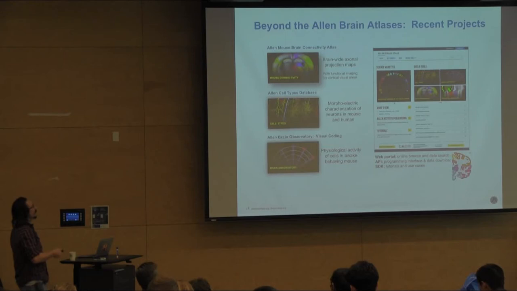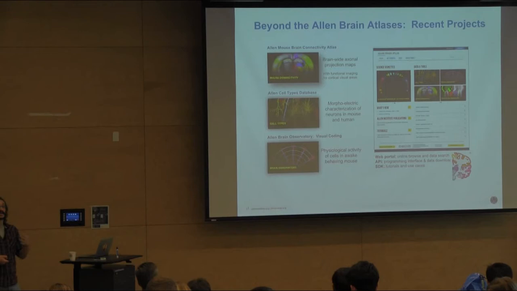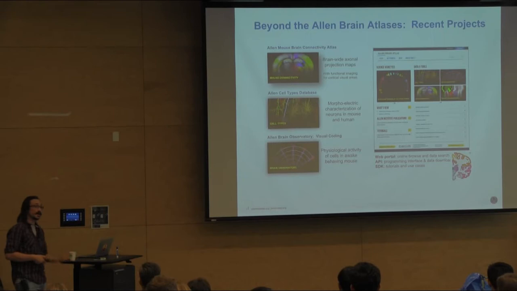And then finally, the visual coding Allen Brain Observatory is the optical physiology of awake mice that are seeing different types of stimuli: gratings, natural scenes, natural movies. This is the resource that we'll be going into much greater detail on in the second half of the presentation.